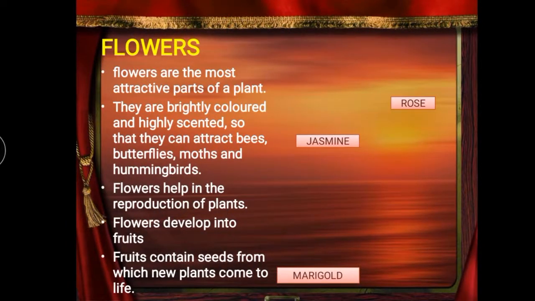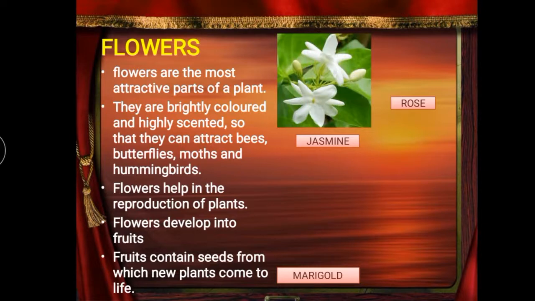Flowers. Flowers are the most attractive parts of a plant. We know that flowers attract our eyes, right? They are most colorful, brightly colored, and highly scented. We smell the sweet smell from the flower, like rose and jasmine, right?